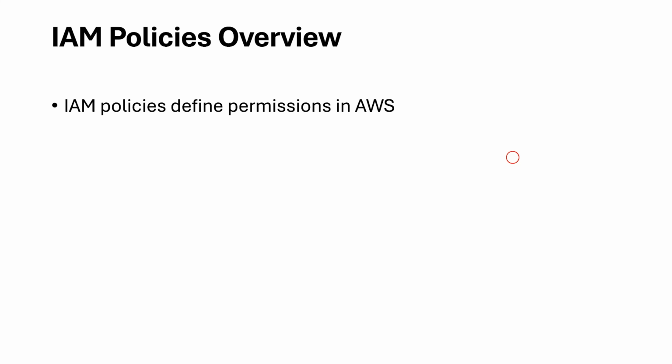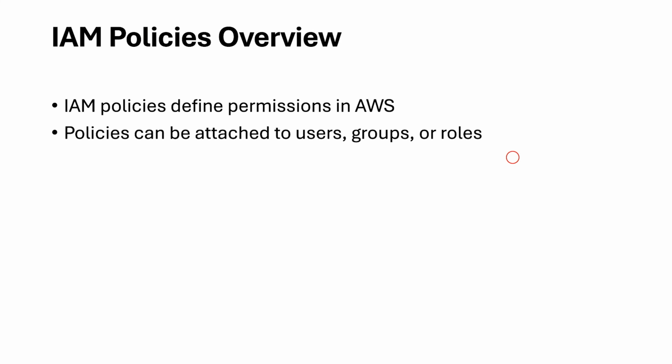As I mentioned, IAM policies define permissions in AWS. If you want to permit a particular user to access a resource, you have to attach an IAM policy. If you want to permit an AWS resource to access another resource, then you have to provide an IAM policy. And if you want a group to access some AWS resource, you have to permit that group to access those resources by using IAM policies. These policies can be attached to users, groups, and roles.